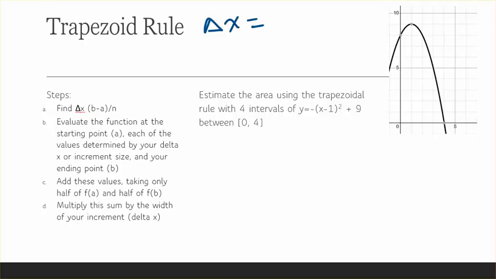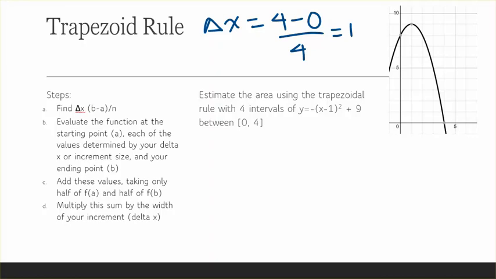So to find delta x, I'm looking for the interval between 0 and 4. So I'm going to take 4 minus 0, and it tells me to use 4 equal intervals. So (4 minus 0) divided by 4. That gives us a nice easy 1. Our intervals are going to be counting up by 1.